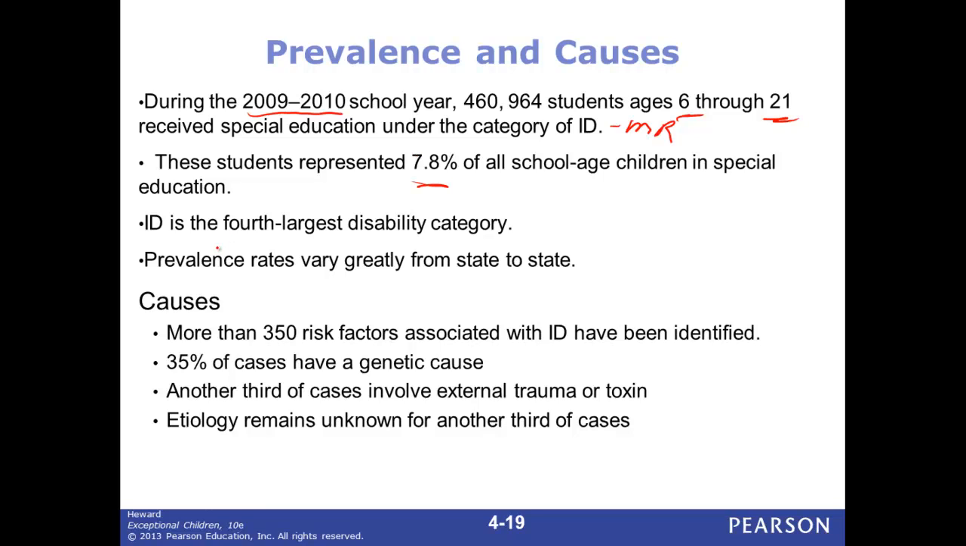It's the fourth largest. Can you name here? I want you to name the top 3 categories. This is number 6 here. Input. And what are the top 3? This is the fourth. Tell me the top 3 here, and number them like this: 1, 2, and 3. This is fourth. Prevalence varies from state to state, and that's really based on how they define intellectual disabilities.